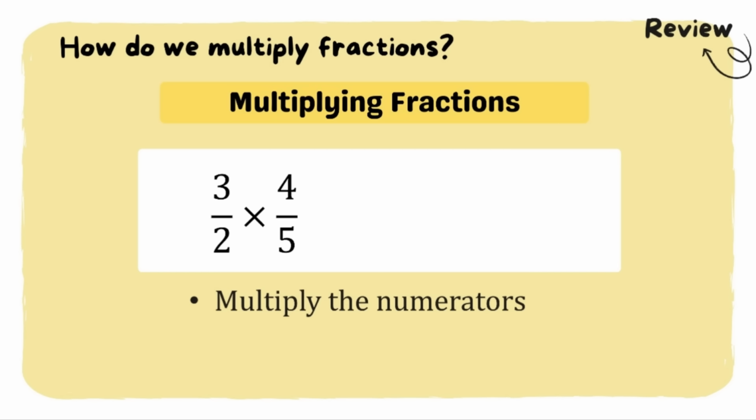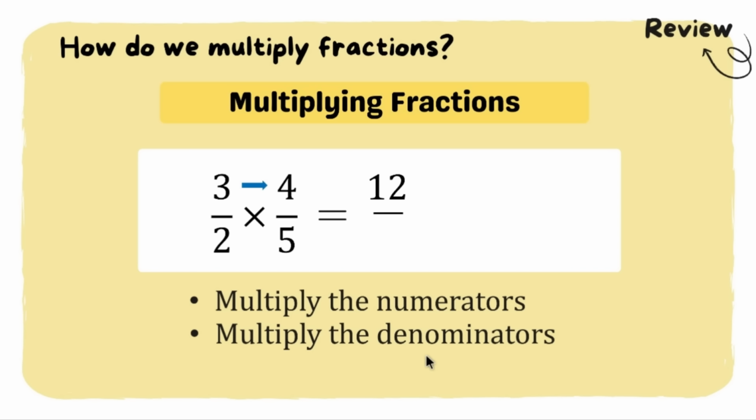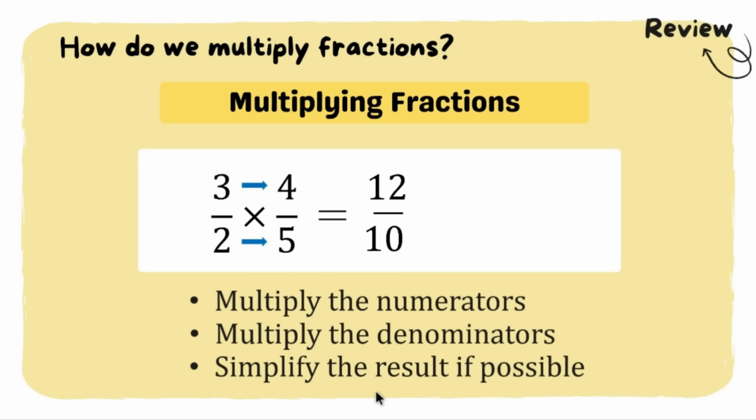First step is to multiply the numerators. So remember, we have here 3 and then 4, multiply the numerator. So we have 3 times 4, you will get 12. And the next step is to multiply the denominators as well. So 2 times 5, you will get 10. And then finally, we will simplify the results if possible. Can we still simplify? Yes, we can still simplify by dividing both the numerator and the denominator by 2. We can get 6 over 5. So this is our final answer.